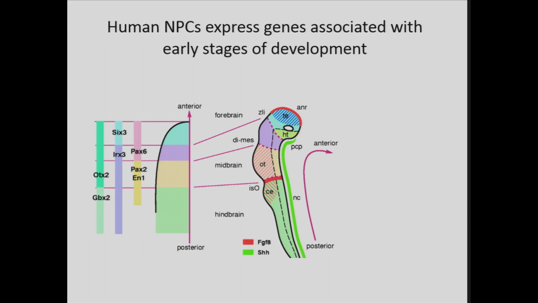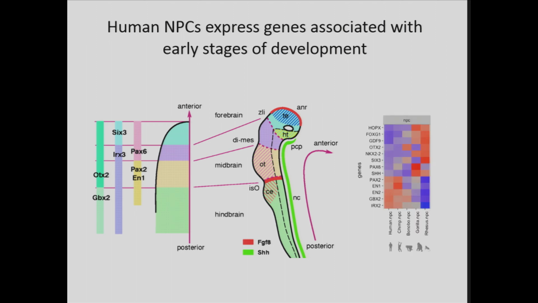So this is an image of the early brain on the right. On the bottom is the more hindbrain region, and on the top is the more forebrain region. The genes on the left are patterning that brain. So if you have, for example, GBX2 expression and EN1 expression, you expect to have a more hindbrain phenotype. And if you have more SIX3 and OTX2 expression, you get a more forebrain phenotype.